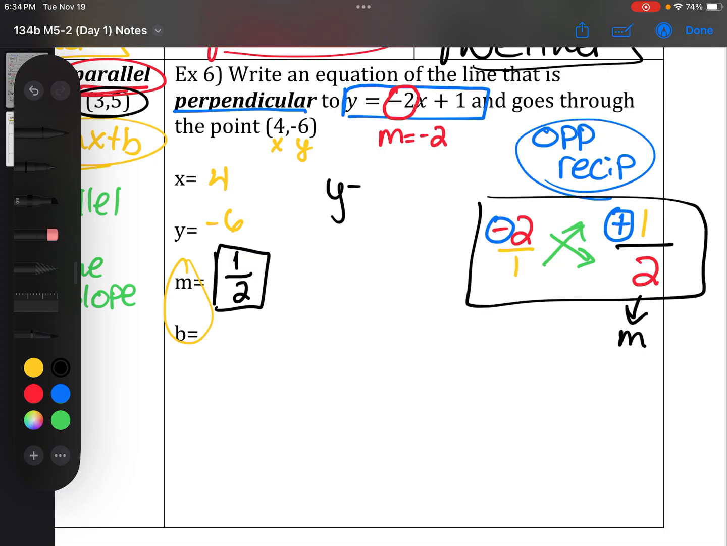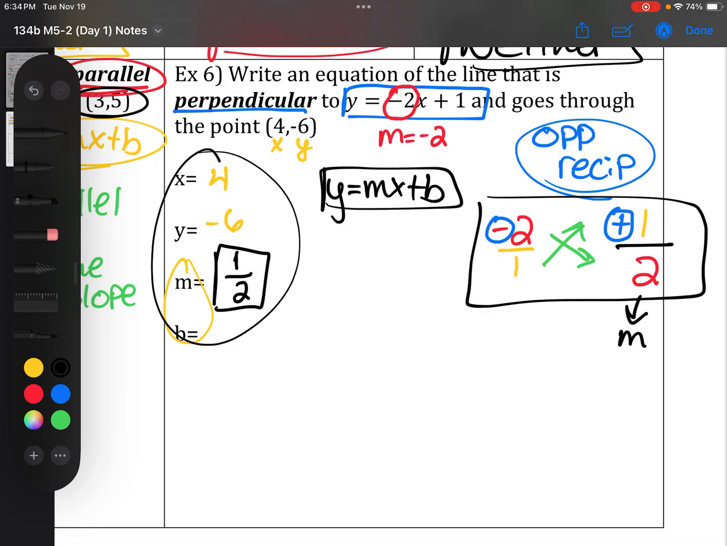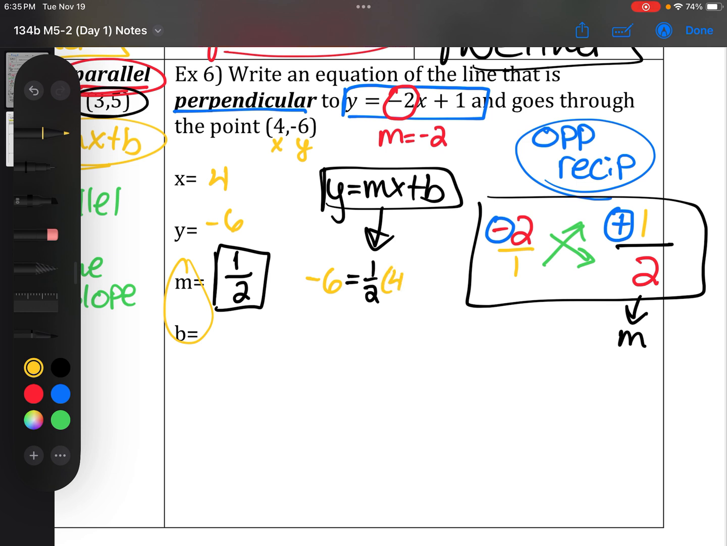This is where we pull our slope-intercept form and plug everything in. That's the whole point of keeping track of all these numbers off to the side. So when we plug in what we have, we know our y is -6. We know our slope is 1/2. And we know our x is 4. And then we have our y-intercept plus b.